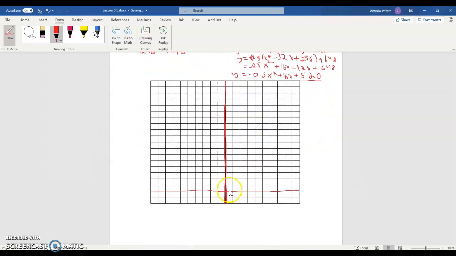I can go up by 10. So if I go up by 10, I get 10, 20, 30, 40, 50. This would be 60, so 52 would be around here. So this would be one of the zeros. And then if I was going by 10, I'd go negative 10, negative 20. This is another zero over here.